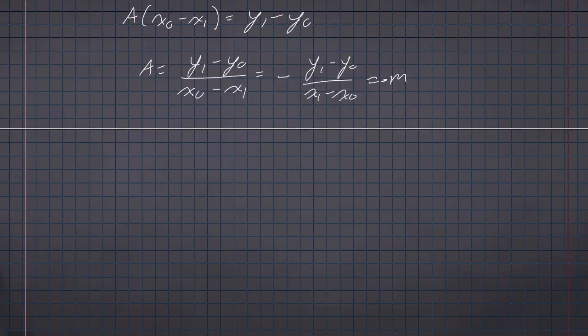Plugging that in now, my equation is negative m times x plus y plus c is equal to 0. All I need to do now is solve for c. There are a couple of ways I could solve for c. I think that the easiest is to plug in x0 and y0.